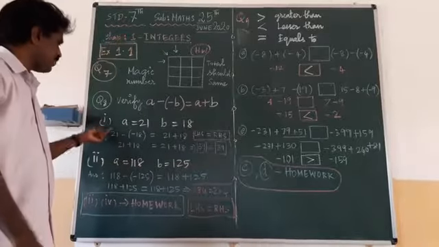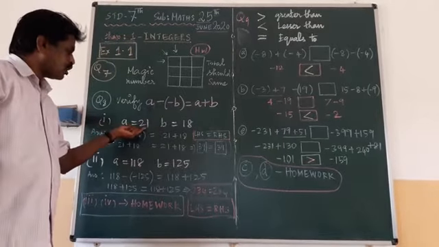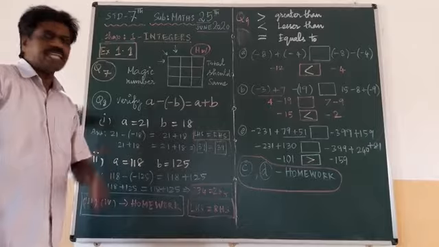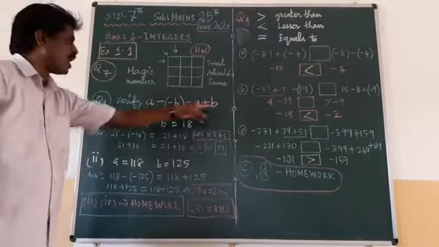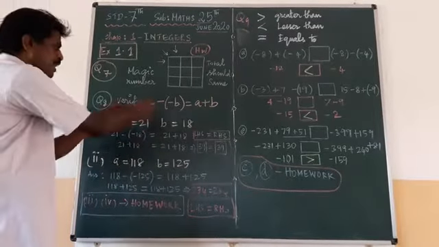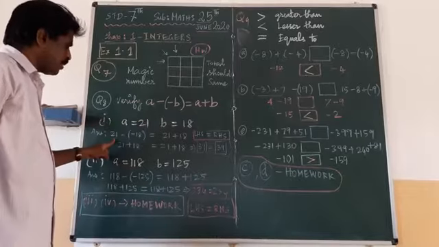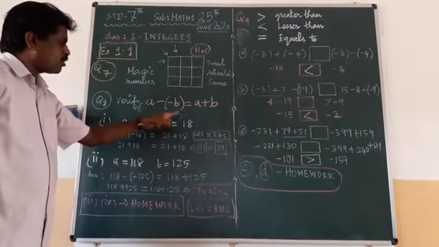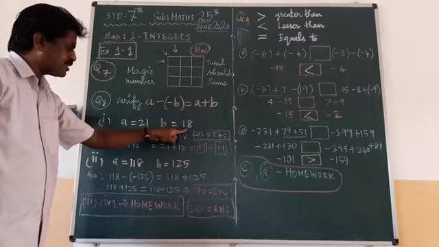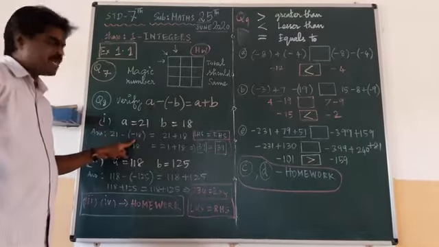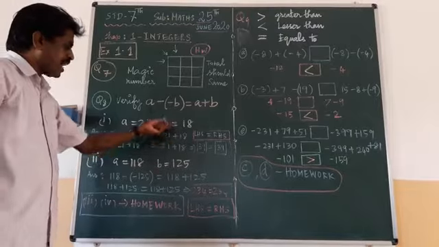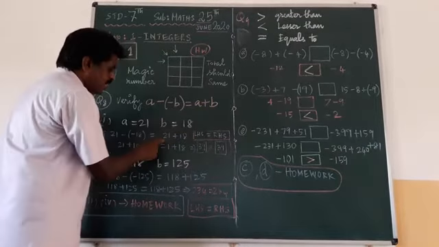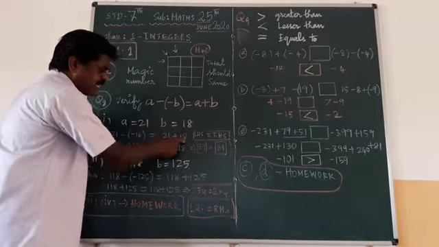In the first problem, A equals 21 and B equals 18 are given. Two values for this formula are given, so I am substituting in the formula. A equals 21 minus bracket minus B, where 18 is B, so it becomes minus B. On the other side, A plus B is 21 plus 18.